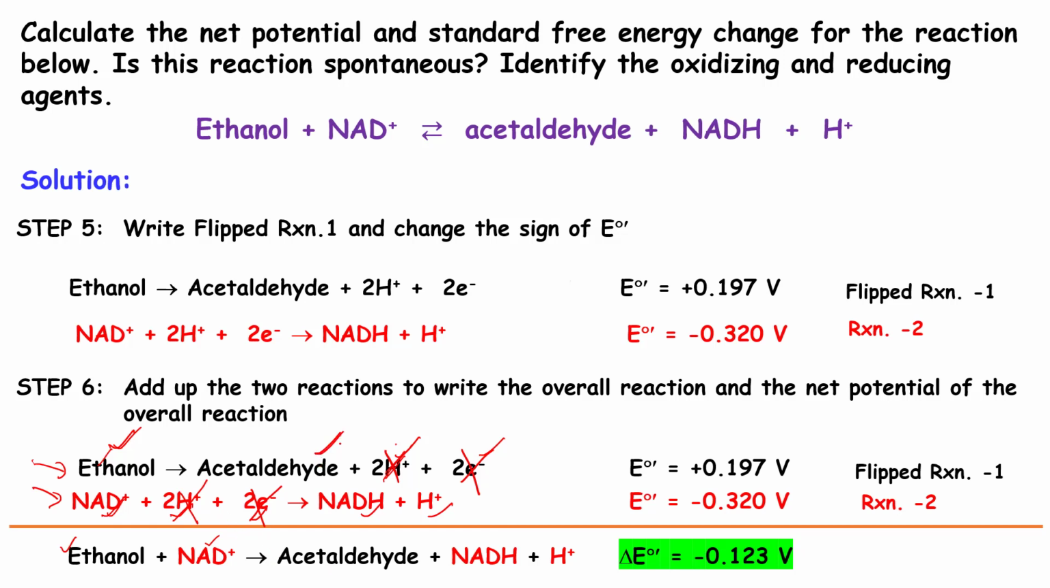So we have acetaldehyde on the right side. NADH on the right side. And then we have this H plus over here. Okay. So we write down the overall reaction.